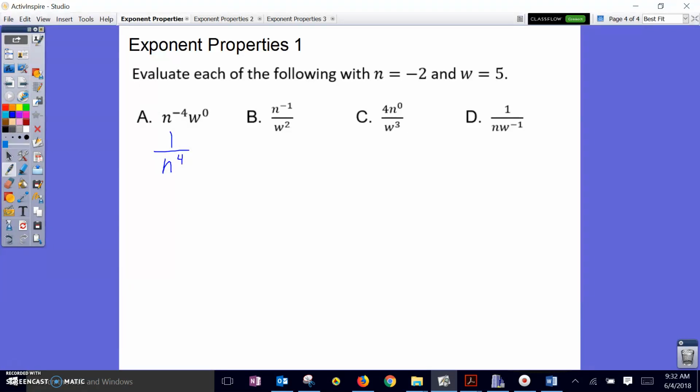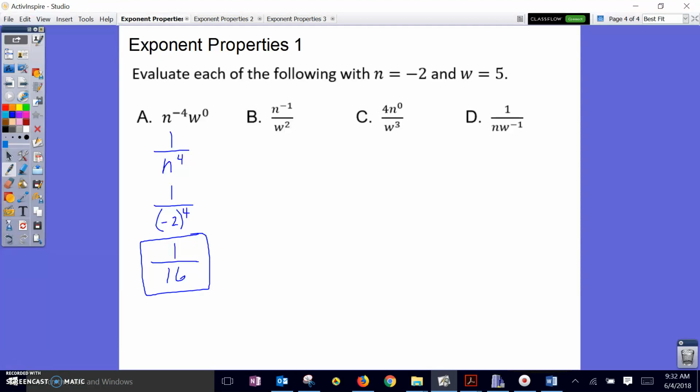And now we want to substitute negative 2 in for n. Is 1 over negative 2 to the fourth. And negative 2 to the fourth is negative 2 times negative 2 times negative 2 times negative 2. Whole bunch of negatives, 4 of them to be exact, which means that it's going to end up leaving us with a positive product. And then we're going to take 2 times 2 times 2 times 2, which is 16. So that simplifies to 1 over 16.